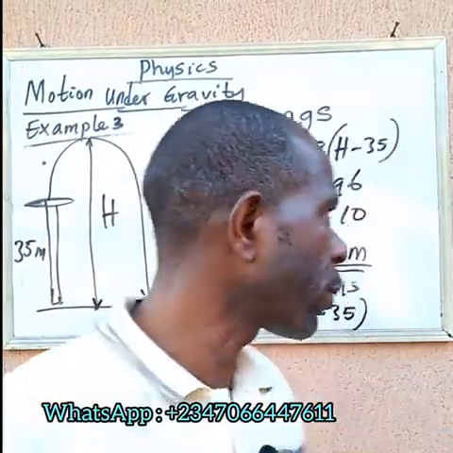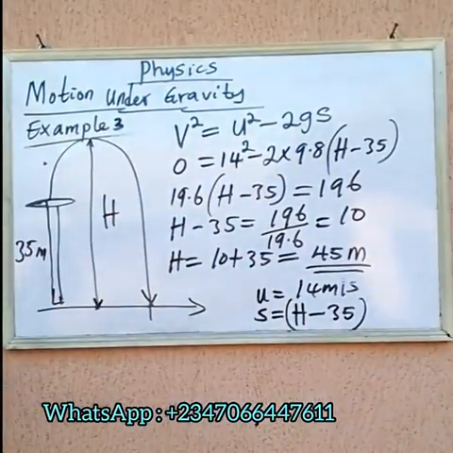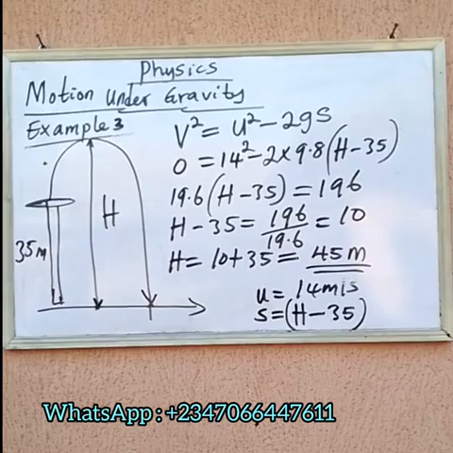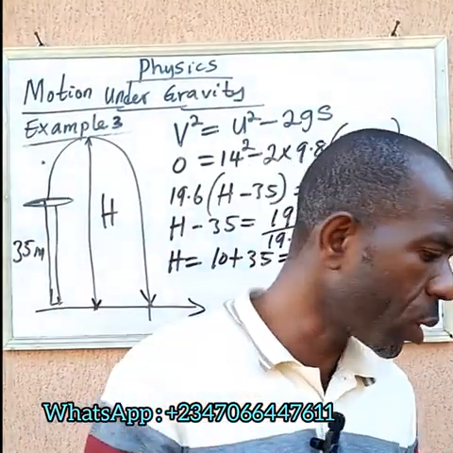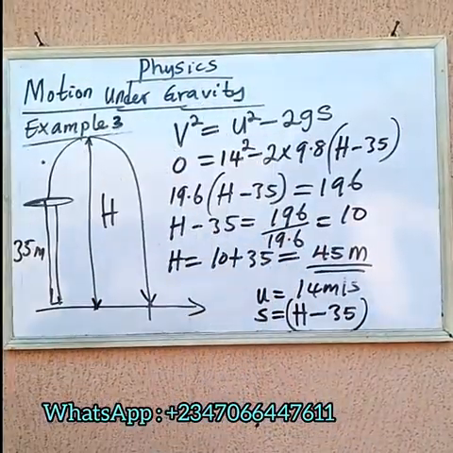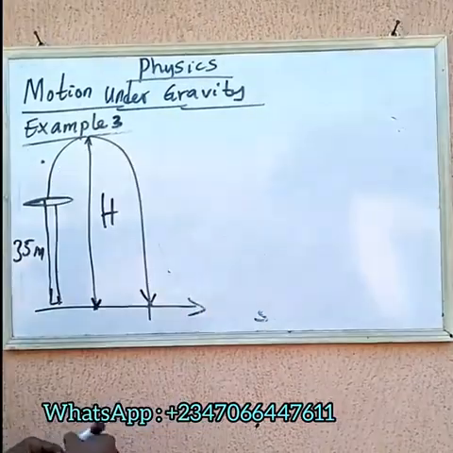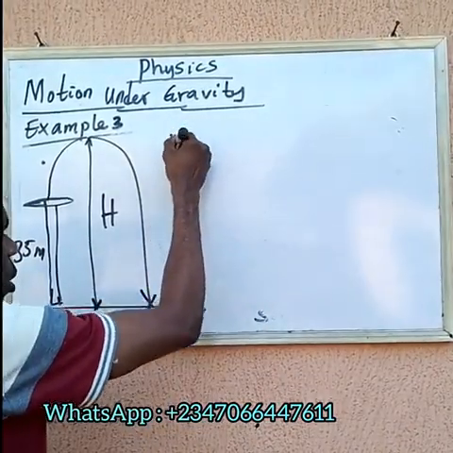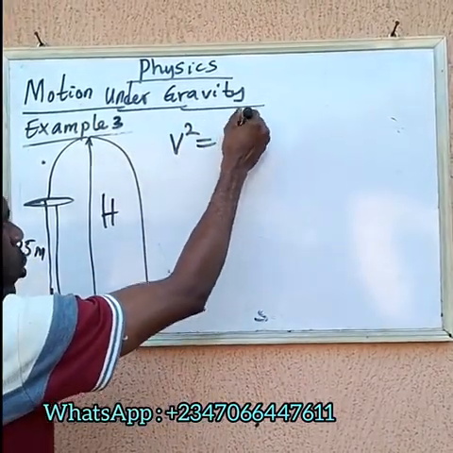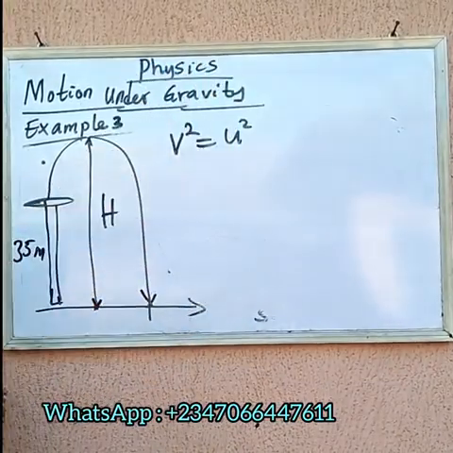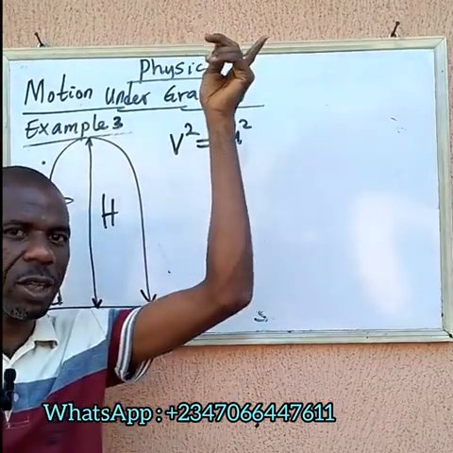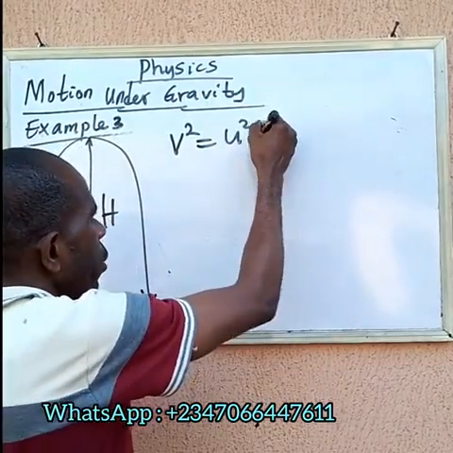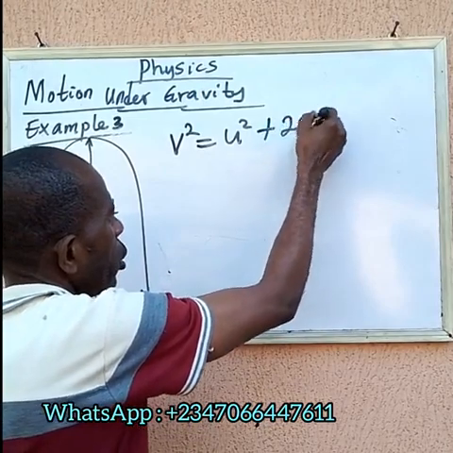Now let us go to Roman figure 2, number 2. Let us look at the velocity, which is the speed with which it hits the ground. We are still going to make use of that formula. The speed, v square equal to u square. Now, as it's coming down, because it's now falling under gravity, we are not working against gravity again. So it becomes plus 2gs.